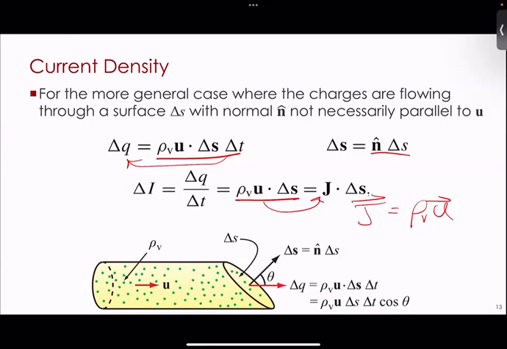So what are the units of J? Anyone remember the units of J? Units are very useful to help you know if you're on the right track of things. Yeah, amps per meter squared. So it's called a current density. Its units are amps per meter squared.